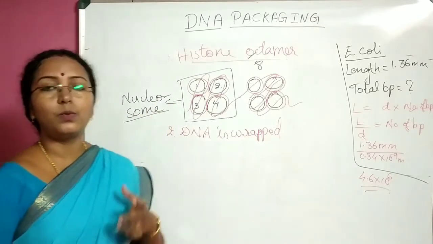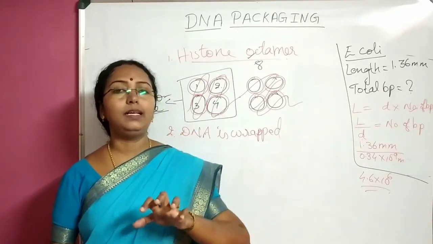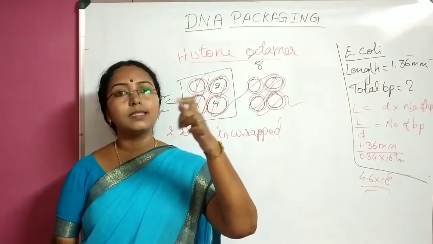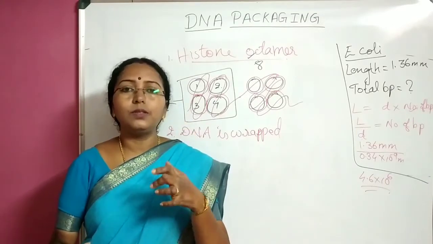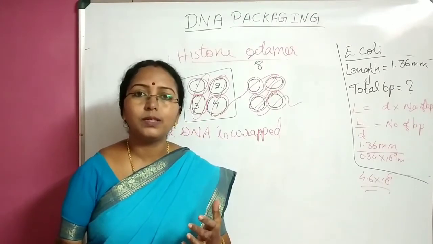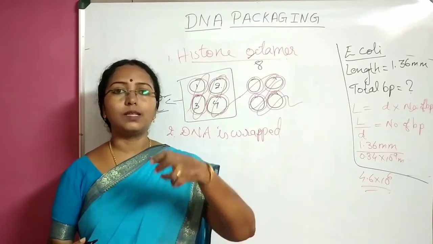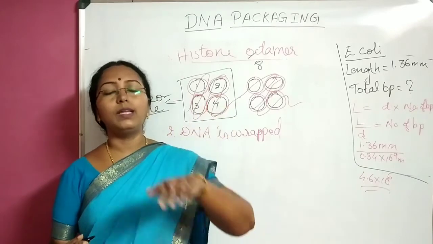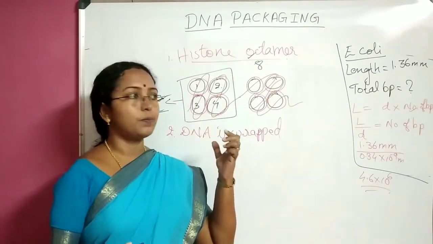Nucleosome. So what is nucleosome? Nucleosome is an arrangement of our DNA wherein the DNA is getting wrapped over histone octamer. What is histone? They are positively charged proteins. So 8 such positively charged proteins or histones are arranged, and over that our DNA is wrapped. That gives you the nucleosome.